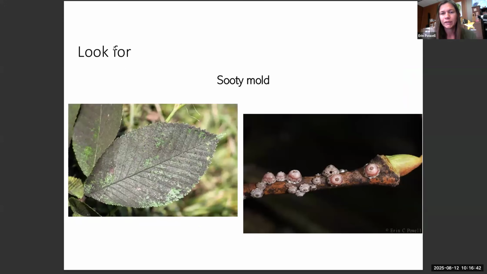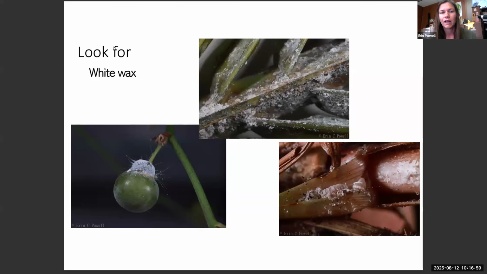Sooty mold is only going to apply to those scale insect families that do produce honeydew, so it won't be the armored or hard scales. This will be your soft scales, your mealybugs, and your other more minor families that produce a lot of honeydew, which promotes the growth of this fungus called sooty mold. A lot of the scale insects are also producing white wax. These are some examples of mealybugs. As I mentioned, this wax is important to protect against predators, but also to prevent desiccation, or water loss, because of their soft bodies.